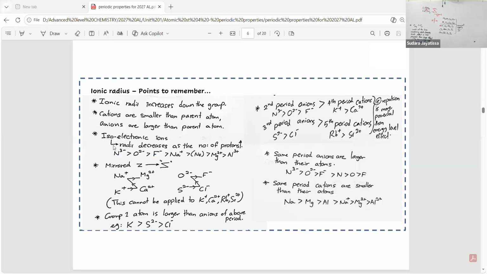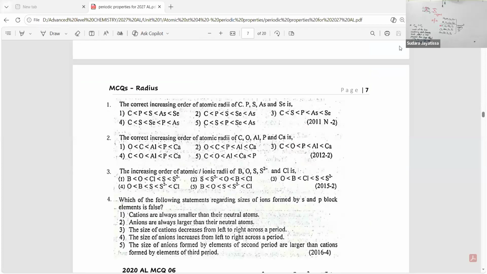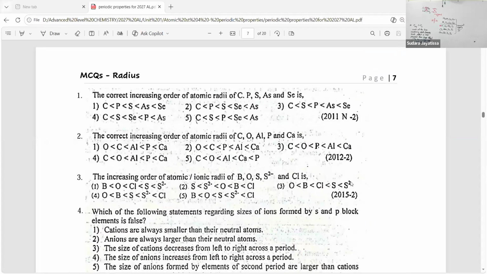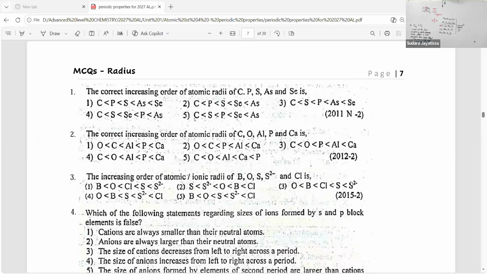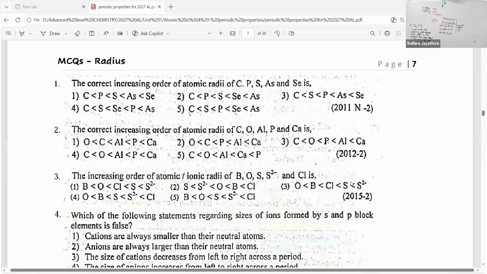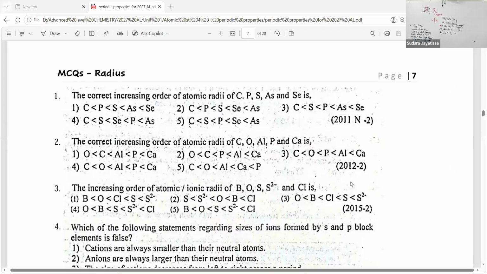Okay, shall we do a few questions from this? Go to page number 7. Do the first two questions now. Those are from atomic radii. You can see they are asking 2011, 2012. I'll give you a few minutes. Think carefully. Try to find an answer. That's the target.